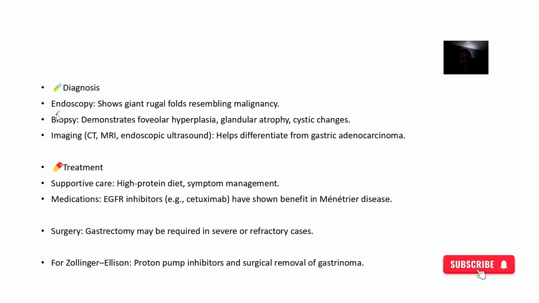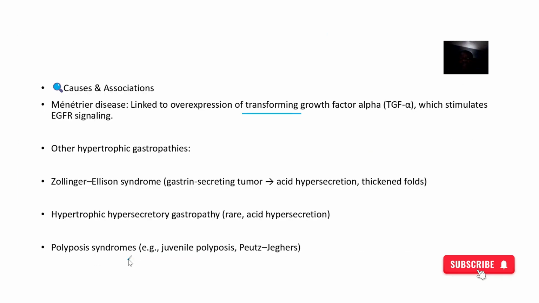You diagnose it with endoscopy, biopsies, and imaging such as MRI and CT scans. You treat it with drugs like epidermal growth factor receptor inhibitors, for example cetuximab. Sometimes you might do surgery on the stomach, removing some part or all of it. For the ones with excess acid secretion, you also give drugs that reduce the secretion of acid.